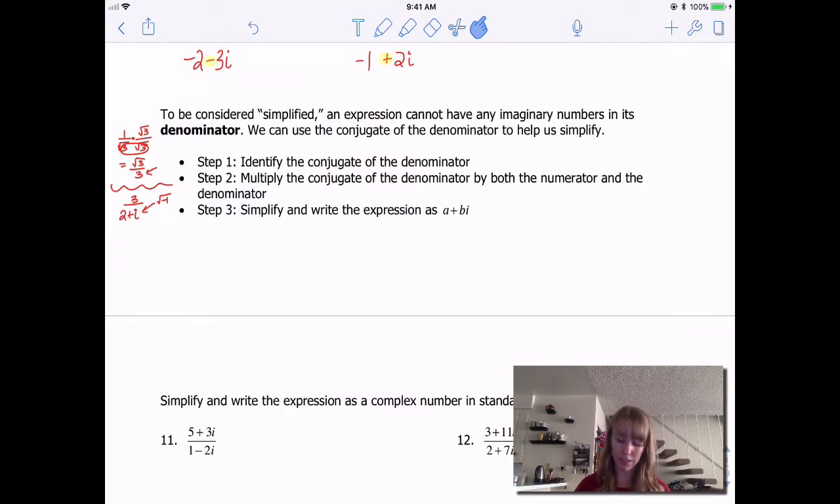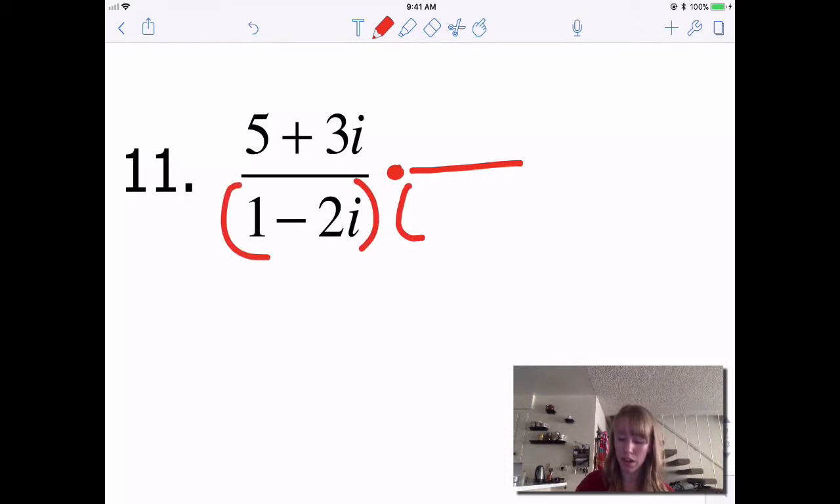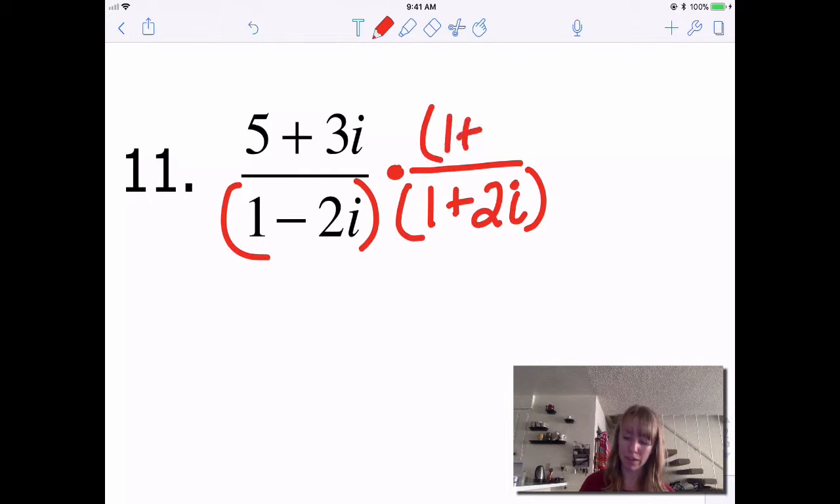So in practice, if I look at number 11, what I don't like right now is this i on the bottom. So how I get rid of it is, first of all, noting that the complex conjugate of 1 minus 2i is the same thing, 1 and 2i, with a plus in the middle. And I'm going to set it up so that this is multiplication. And when I multiply the denominators, I want all of the i's to cancel out. That's kind of my goal. But I know that whatever I multiply to the bottom of a fraction, I have to multiply to the top.